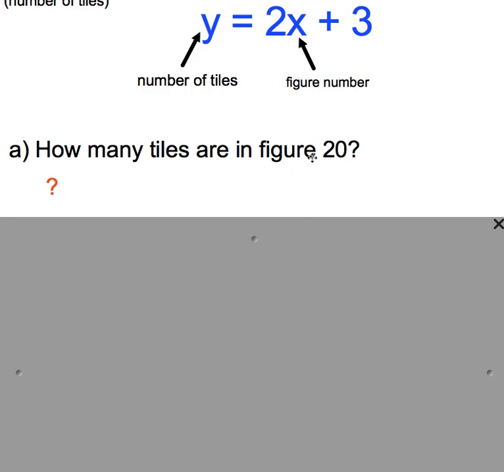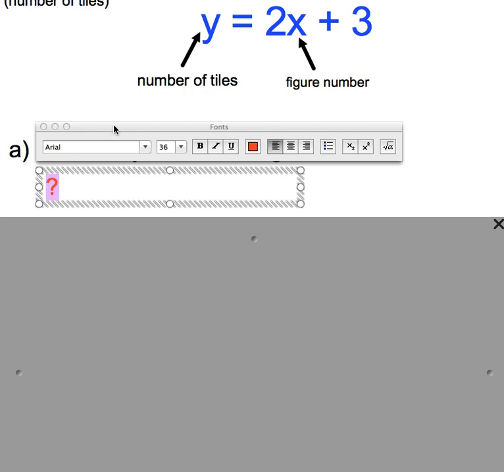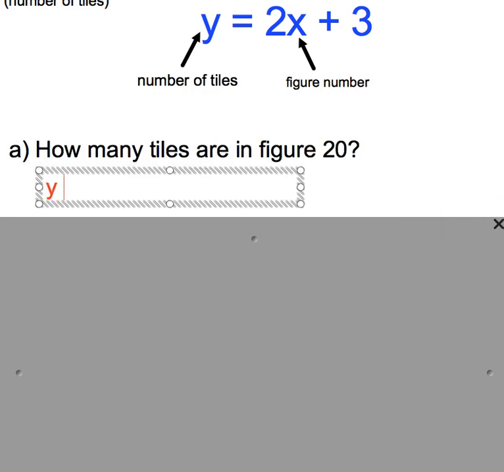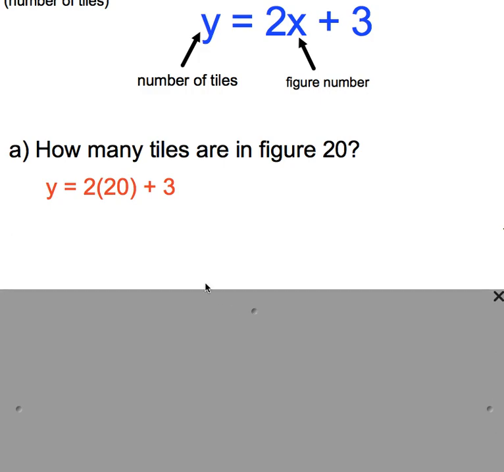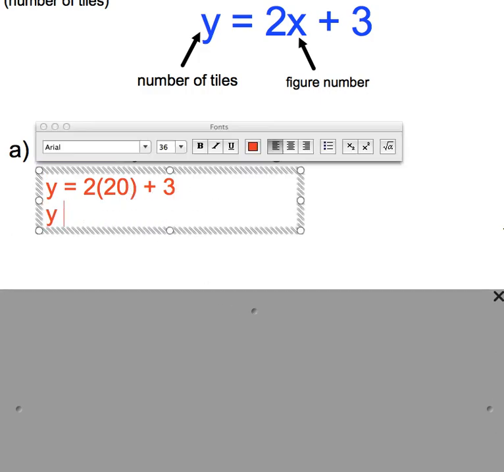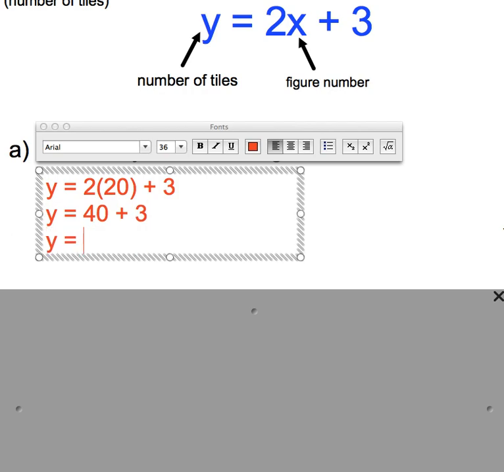All you have to do with that figure 20 is put it in the right spot in the equation. And if things are labeled figure 20, that's going to be the figure number. So we just take our equation, y equals 2x plus 3, and fill that 20 in the right spot. That would be for the x. So we would still have y equals, but now we have 2 times 20 plus 3. Well, that's just something we can simplify down. Let's see what happens. Y equals 2 times 20 is 40 plus 3. So the y ends up equaling 43.